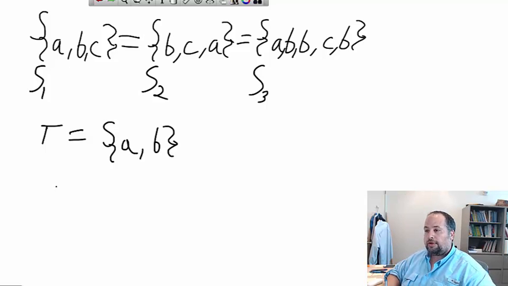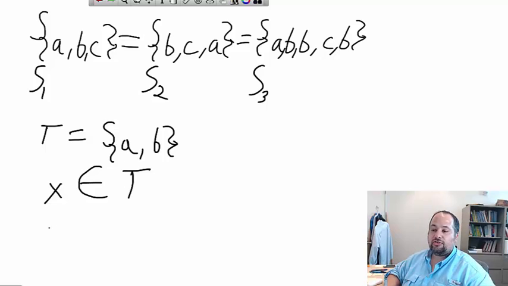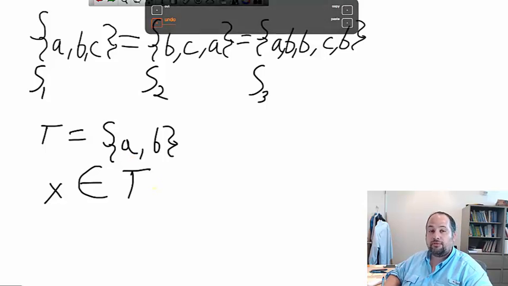Another important piece of notation that we use with sets is exists within. So if I say X exists within T, what that means is that X is some member of T. X could be A, X could be B, it can't be anything else in the case of T, but it has to be some member of T.